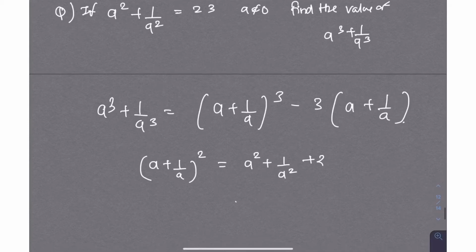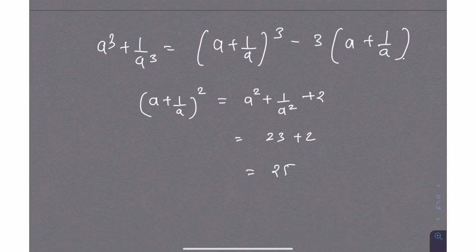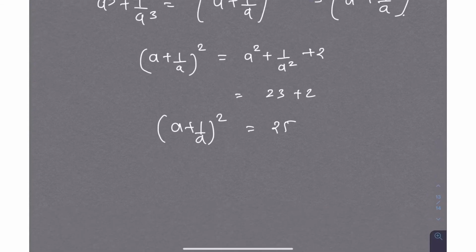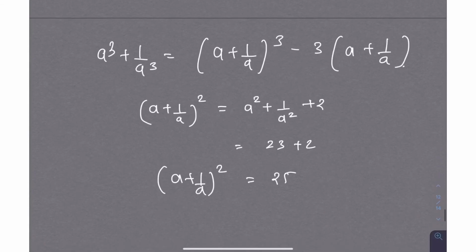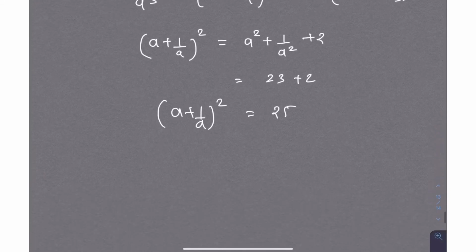So we know that a square plus 1 upon a square will be replaced by 23, because already we have the value of a square plus 1 upon a square. So when we add these two, what are we going to get? 25. On the left hand side, we have a square plus 1 upon a square. But do we need a plus 1 upon a the whole square? Or we just need a plus 1 upon a? We just need a plus 1 upon a. So what we need to do is take square root on both the sides.